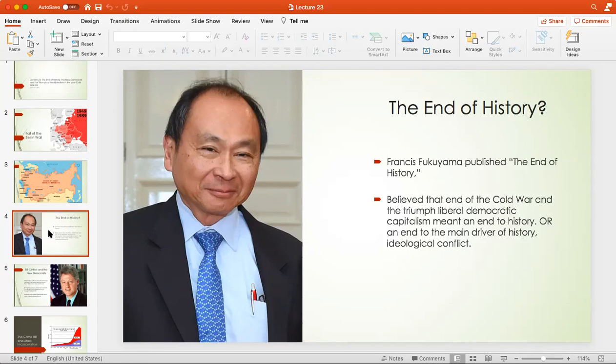So what we really mean when we talk about the end of history is not quite literally the end of history. It's the end of a march towards something, something that you believe in. In the case of Fukuyama, it was liberal democratic capitalism, not necessarily neoliberal capitalism, but liberal democratic capitalism.